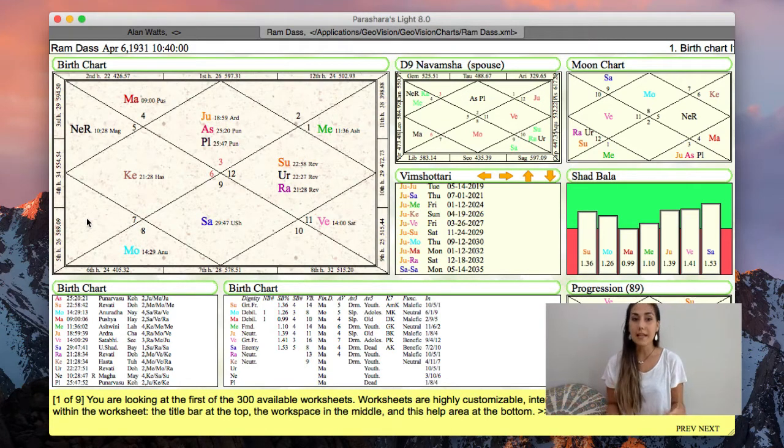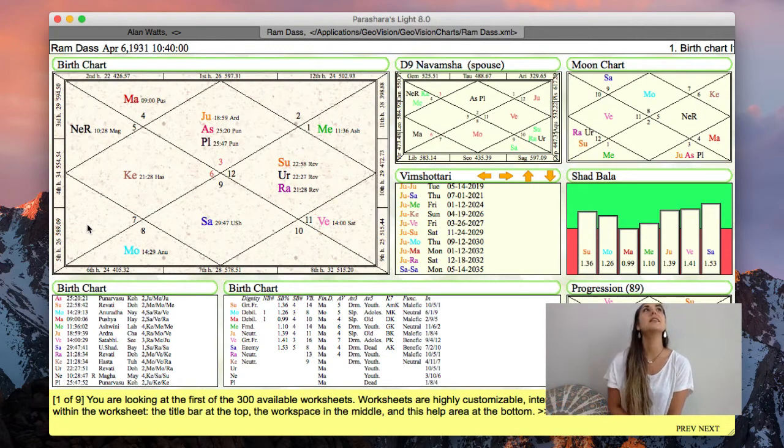Okay, and so let's go ahead and go through these just so you can get a visual representation of what I'm talking about. So we've got the 7th aspect. Mars is going to aspect 4 from itself. We count the house that the planet is in. So 1, 2, 3, 4. Mars in Ram Dass's chart is aspecting the 5th house.